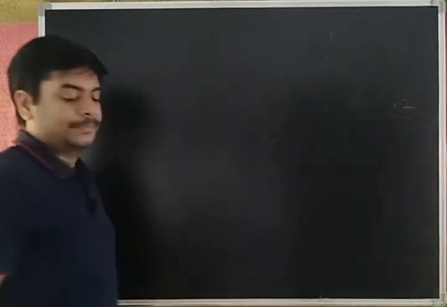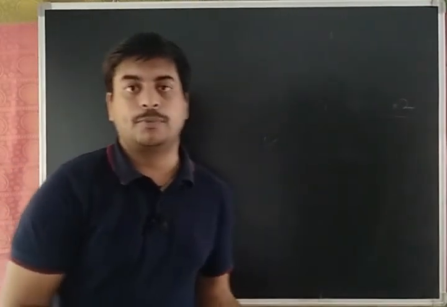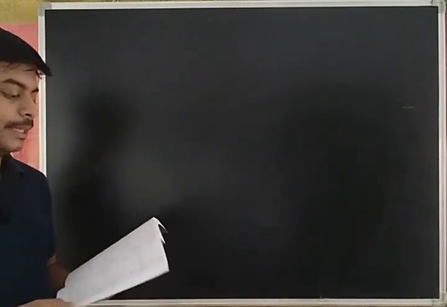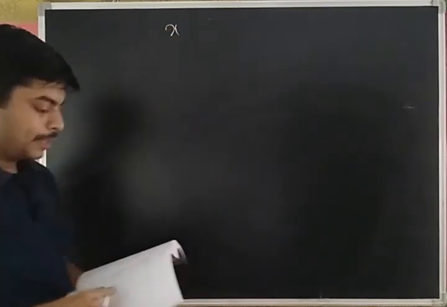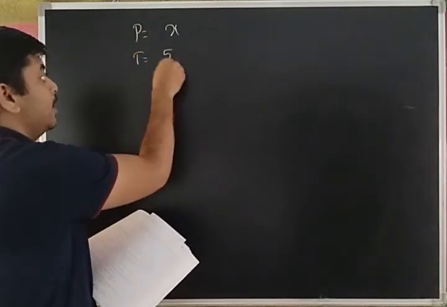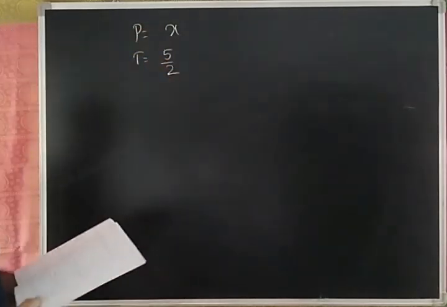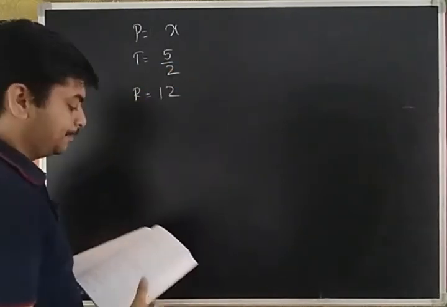See, what is the question? A simple interest on a certain sum for 2.5 years at 12% per annum. Certain sum means we don't have the principal. So I'm taking principal as x. Time period is 2.5, that is 5/2 years. Rate of interest is also given, that is 12% per annum.